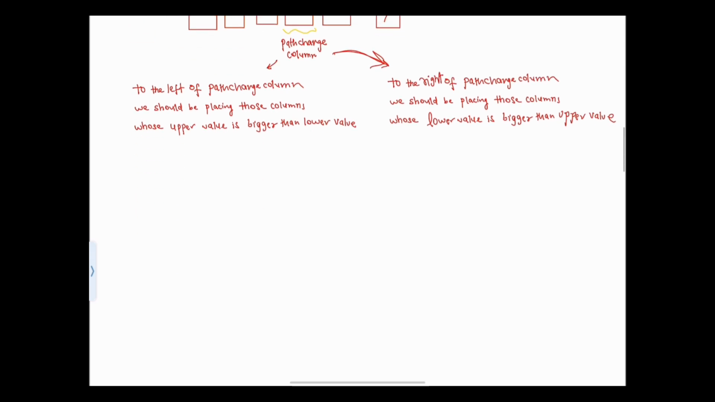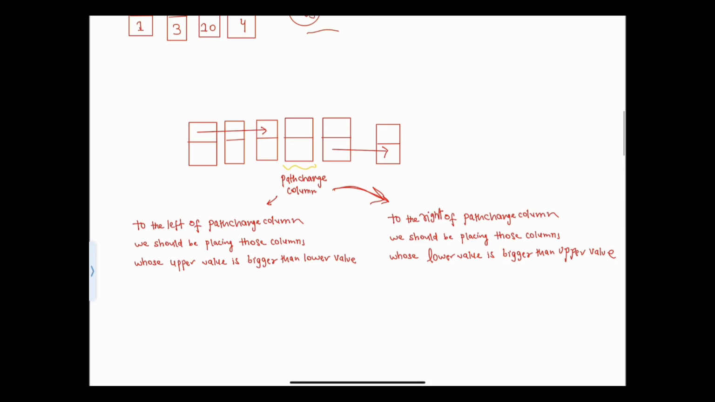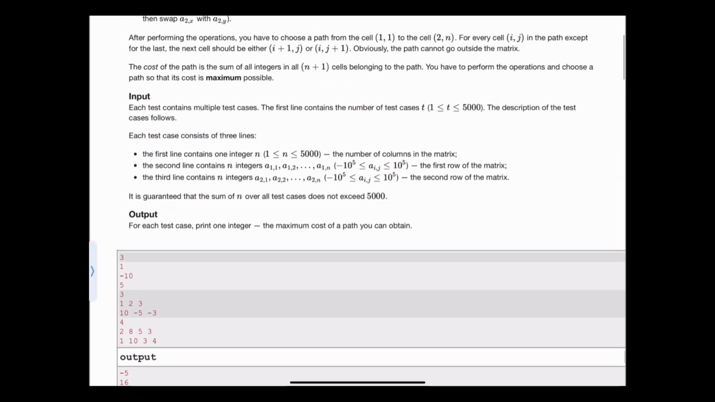So first of all, what we are going to do, because the value of n is less than or equal to 5000, it means our solution could be an O of n squared solution, right?